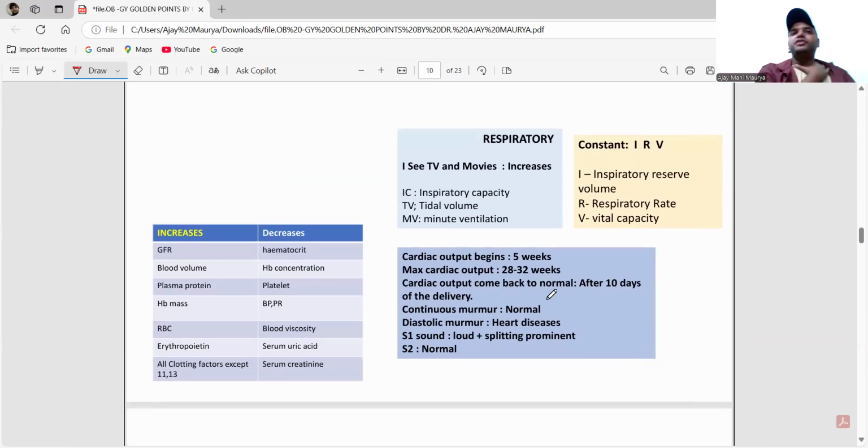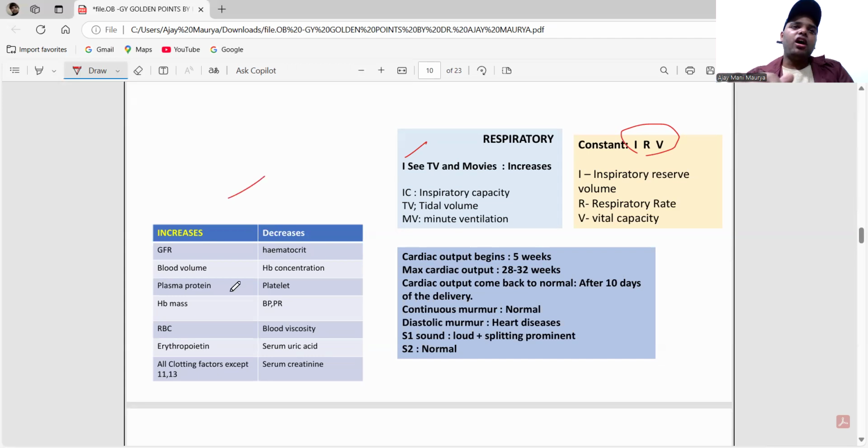Also, please remember this one, guys. These are the physical changes during pregnancy. See here, for respiratory gas the mnemonic is ICTV movies. ICTV: I means IC, inspiratory capacity, TV tidal volume, M movies MV minute ventilation, which are increased. What are constant? IRV, I for inspiratory reserve volume, R for respiratory rate, V for vital capacity.